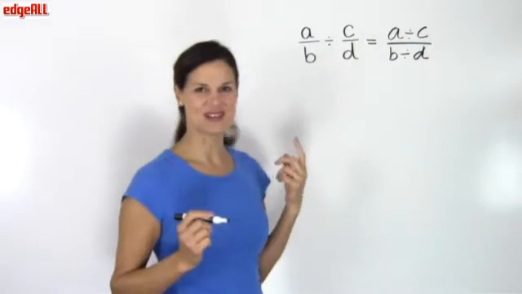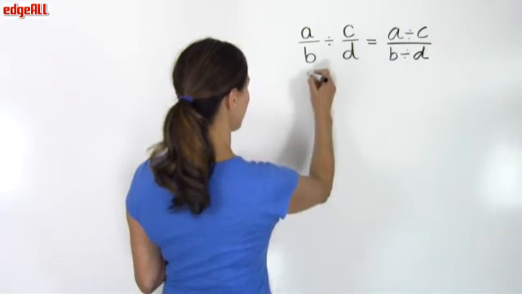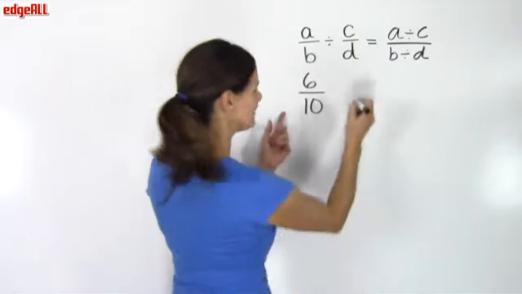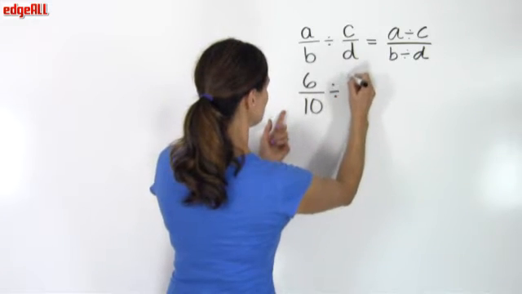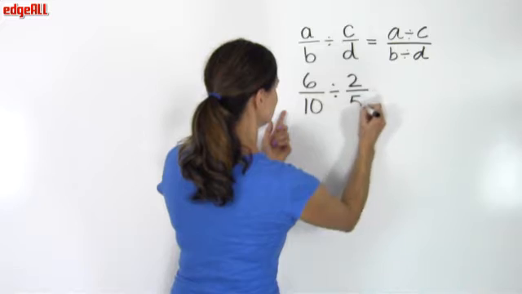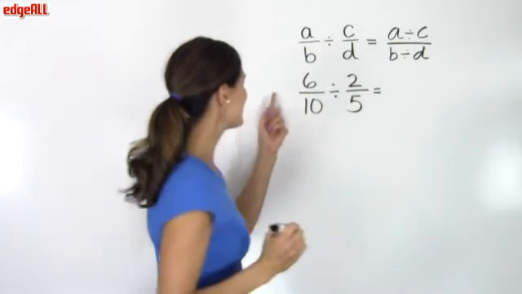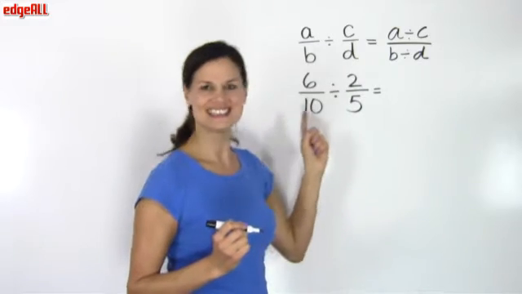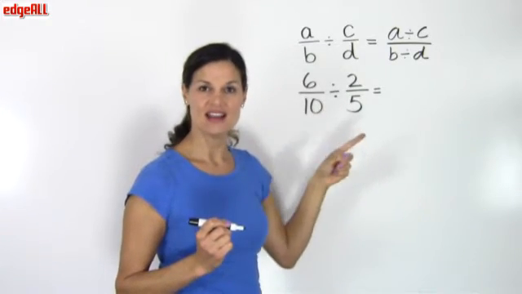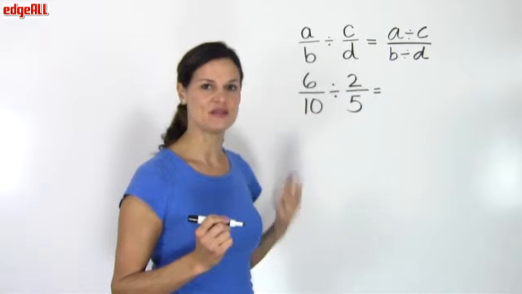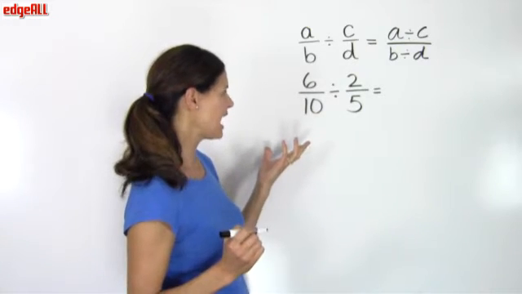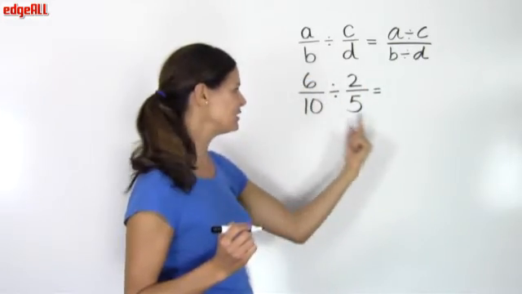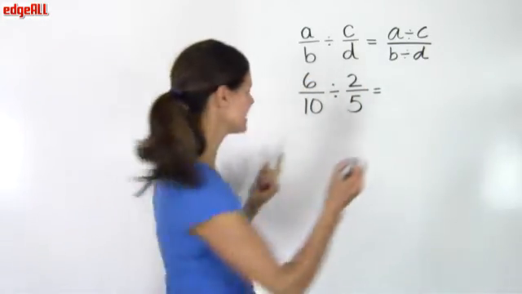So let's look at this with some real numbers. If we had two fractions, 6/10 divided by 2/5, we can see that 6 is divisible by 2 and 10 is divisible by 5. So we can use this method for this particular problem. And we can simply divide across, numerator by numerator, denominator by denominator, and find our answer.